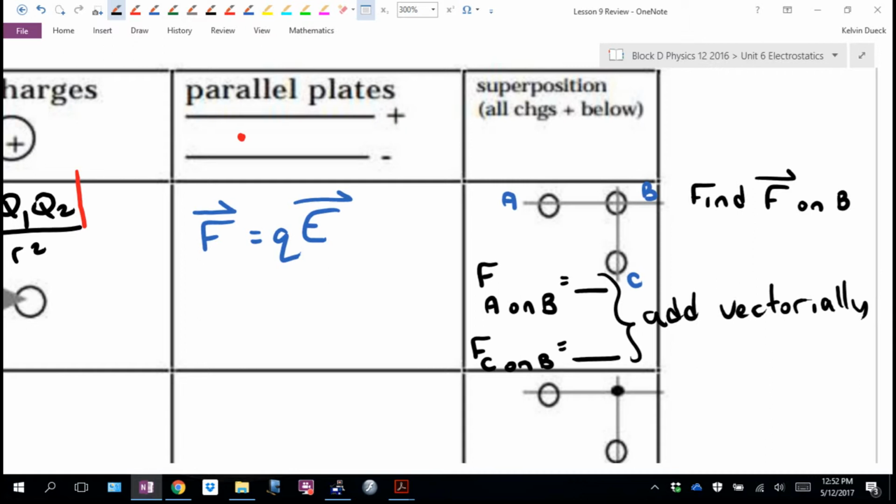Okay. But by add vectorially, what I really mean is, how do I add two vectors together? Luke, draw them. Or if they're in a straight line, winner minus loser. How do I figure out the direction? I use like, unlike.